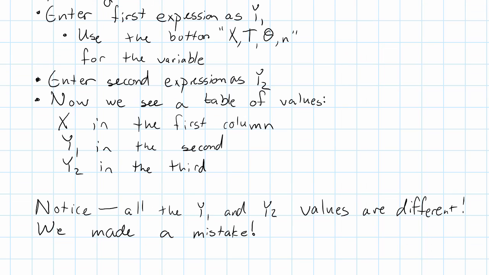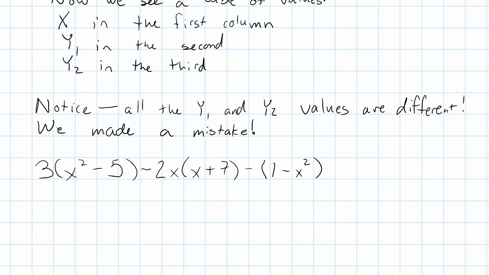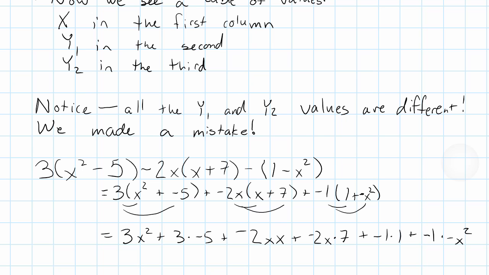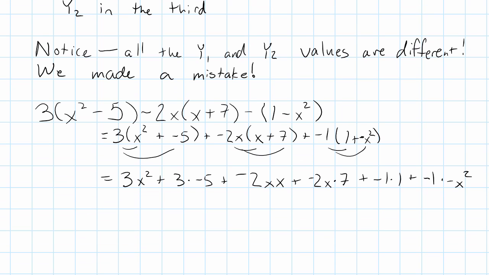Uh-oh. What should we do when we find out we made a mistake? Yeah, you're right, we should go back and try again. Let's try that. First we'll write all the subtraction as adding the opposite, and now we'll apply the distributive property to eliminate all the parentheses, and we'll have this expression. And now carrying out multiplication and reordering the terms so that like terms are next to each other.